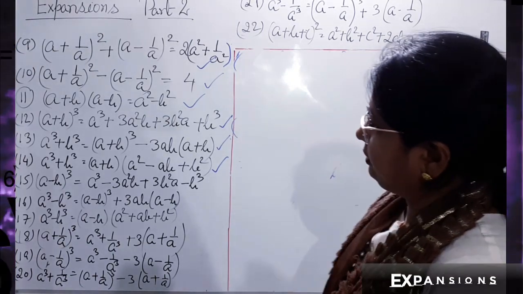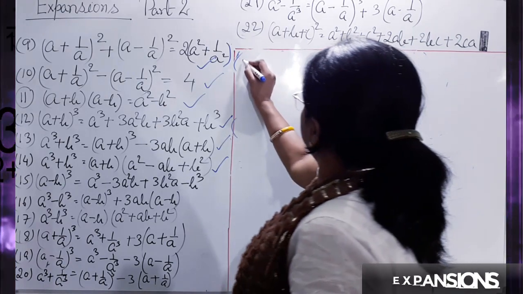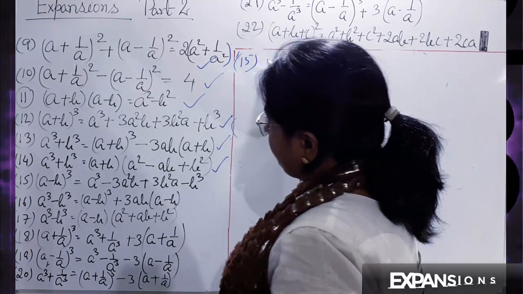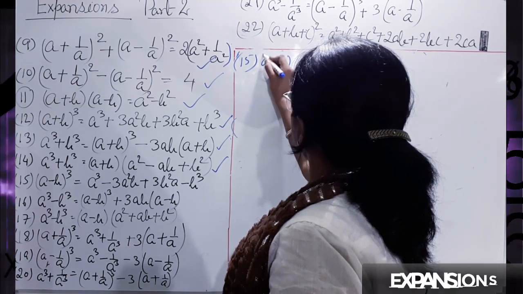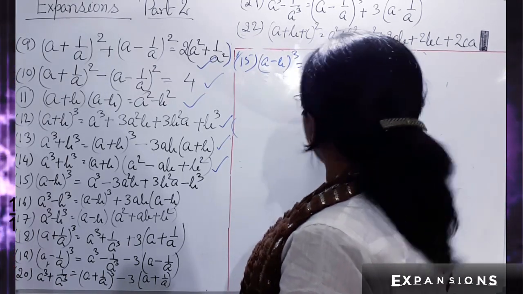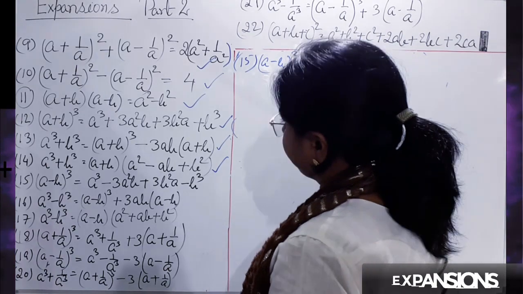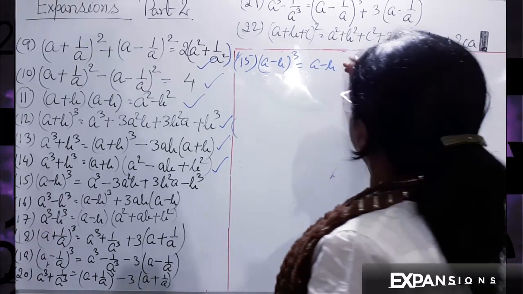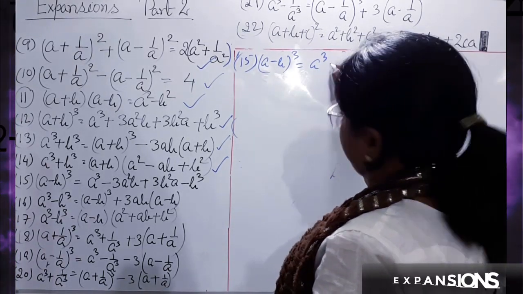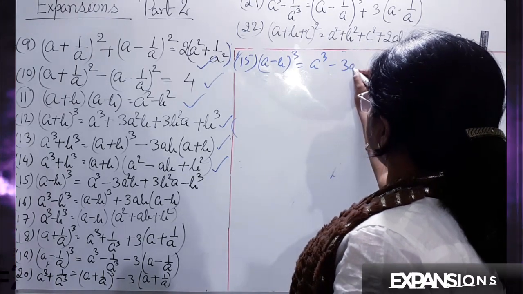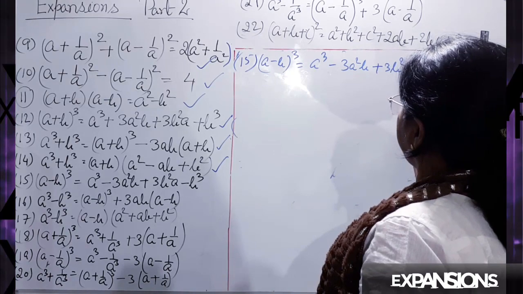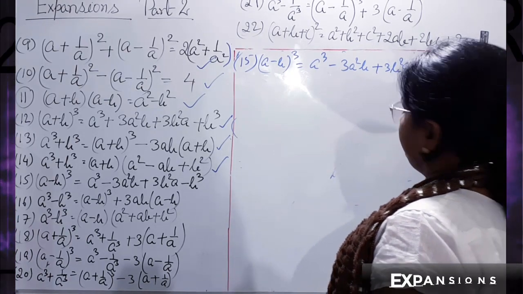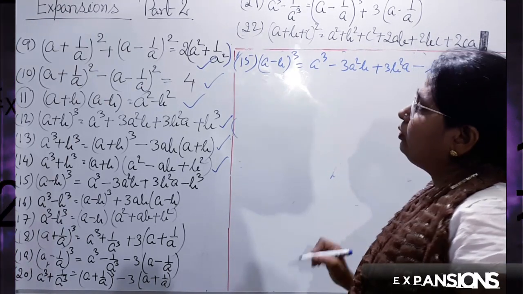What is 15 number? Same like 12, we will multiply a minus b whole cube. A minus b whole cube is equal a cube minus 3a square b plus 3b square a minus b cube. Then how to get?